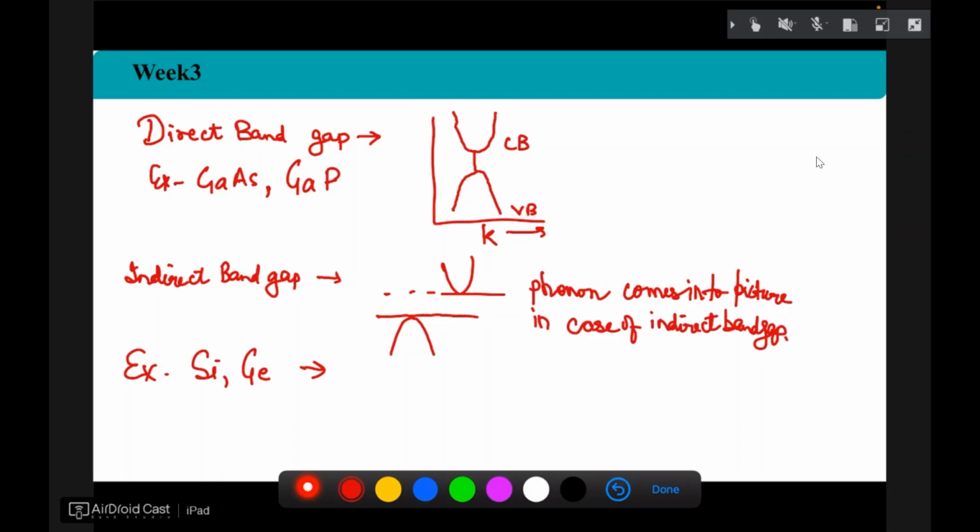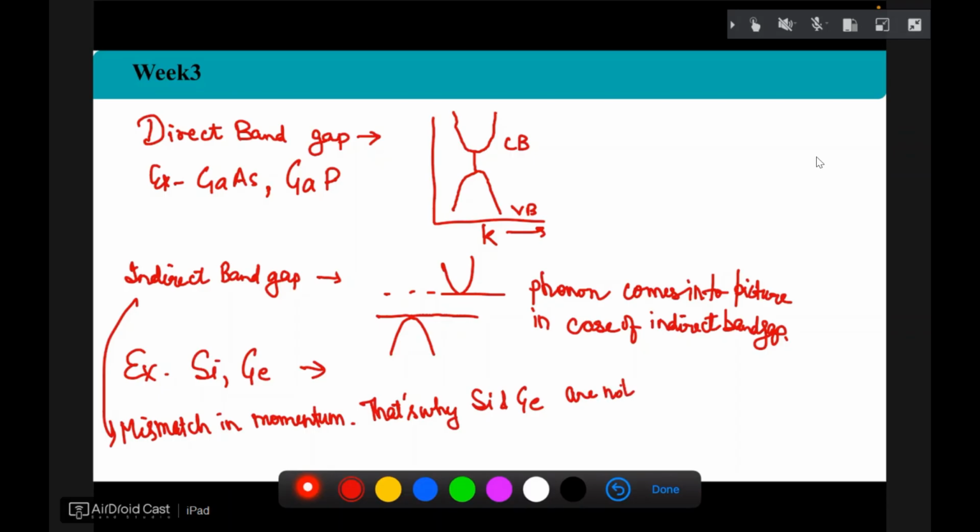So what is the cause of this? In indirect band gap semiconductors, there is a mismatch in momentum. And if there is a mismatch in momentum, that's why silicon and germanium are not very good at absorbing photons.